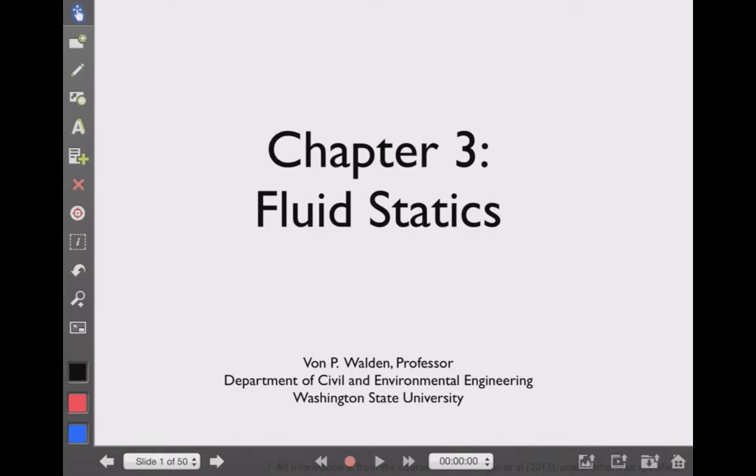Okay, today we're going to begin our discussion of Chapter 3, Fluid Statics. As the title suggests for this chapter, we're going to be looking at fluids that are at rest. This is not fluid dynamics yet, this is fluid statics, so all the fluids that we are going to be considering will be under a force equilibrium, and therefore they will not be moving.